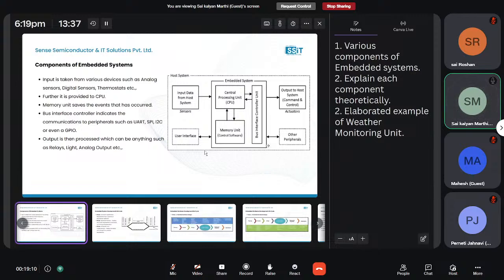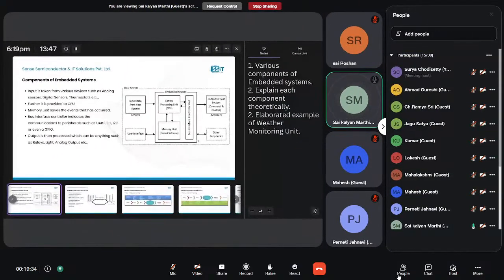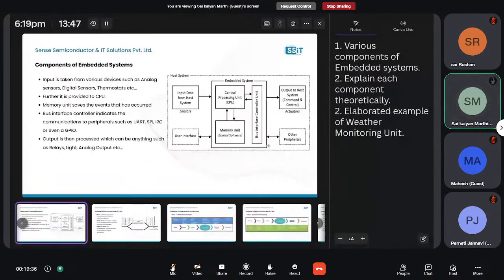Another output which can be there is, for example, Ethernet, which is a communication to the outside world. So, for example, let us say there is a city, and we need to go to the internet, and we are going to send or push the data.